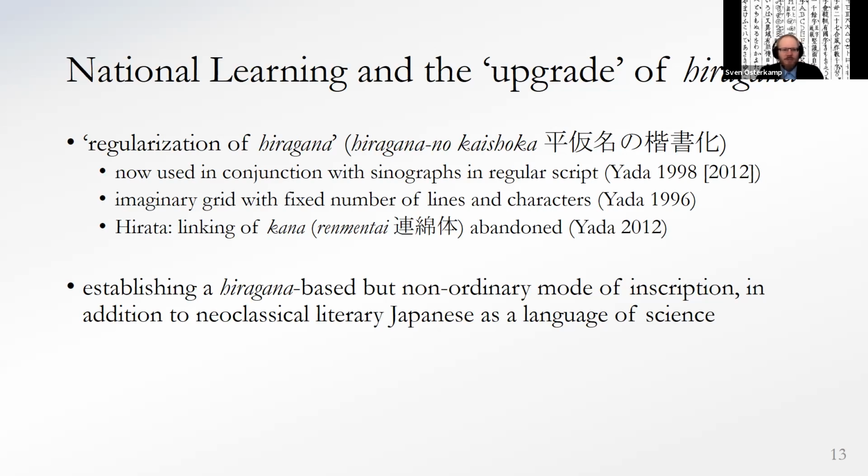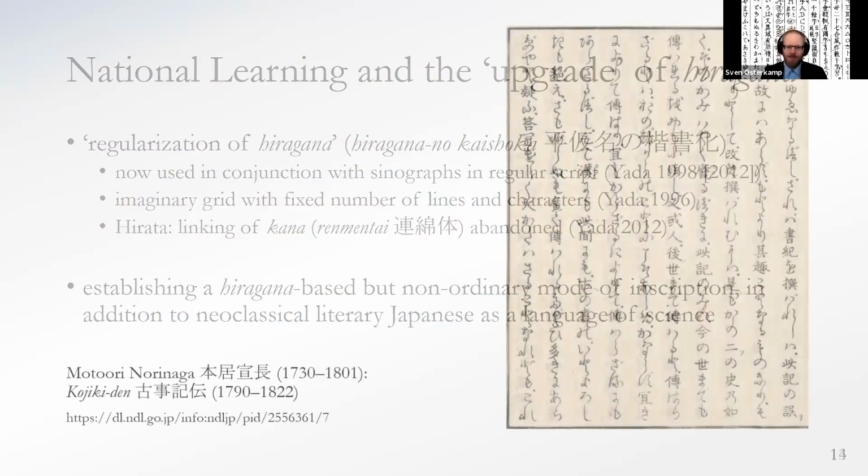What scholars such as Motoori and Hirata are doing can, I think, be described as establishing a hiragana-based but still non-ordinary mode of inscription with models from the remote past, in addition to establishing neoclassical literary Japanese as a language of science, at least some fields of science. So here's an example of what this looks like in the Kojiki then.